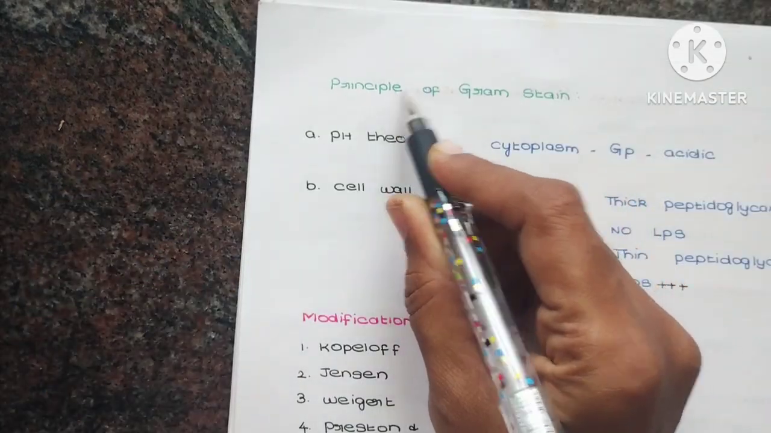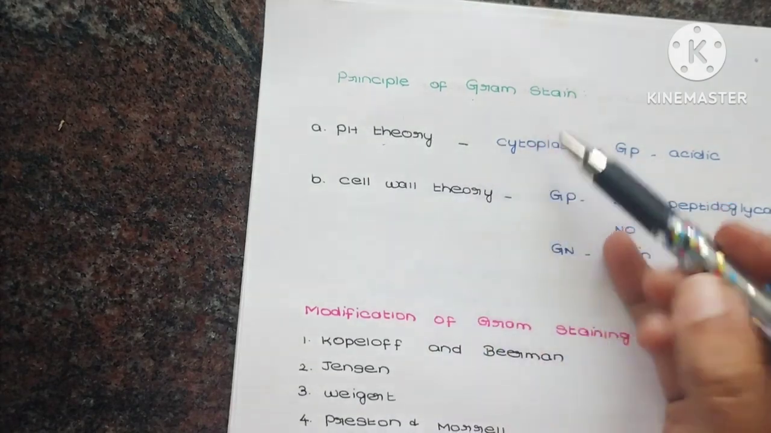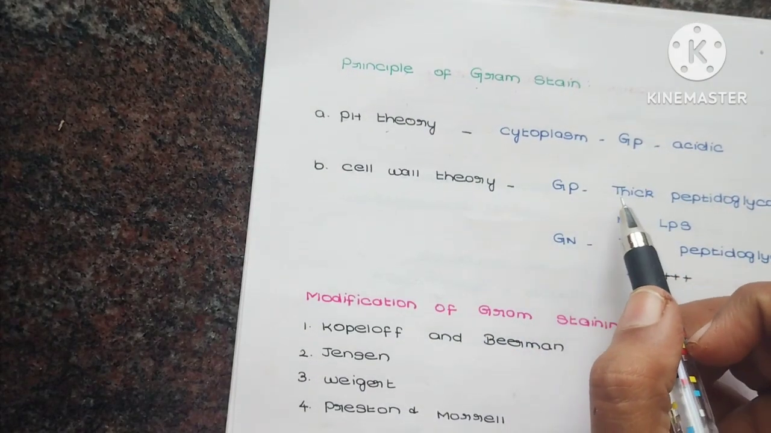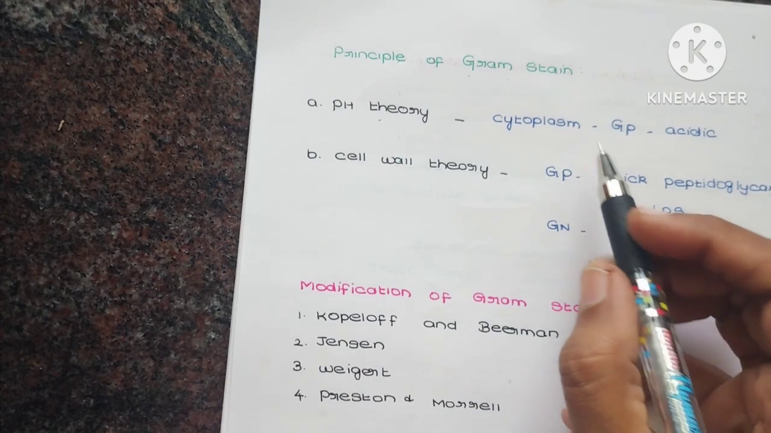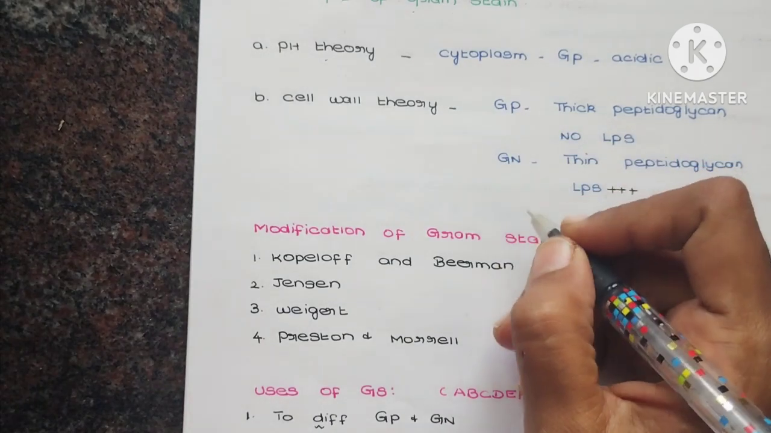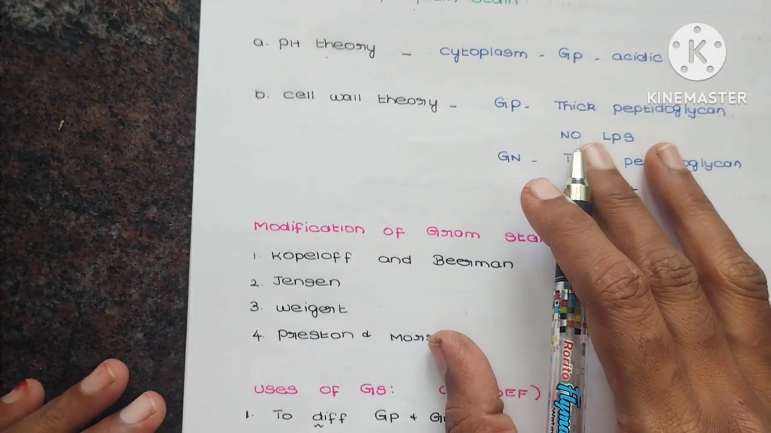So, coming to the principles of gram stain. One is the pH theory, that is, the cytoplasm of the gram positive bacteria is usually acidic, so it will combine with a basic dye. So it's called the pH theory. And second is the cell wall theory, okay. And this is important. We will just recall the gram staining steps.